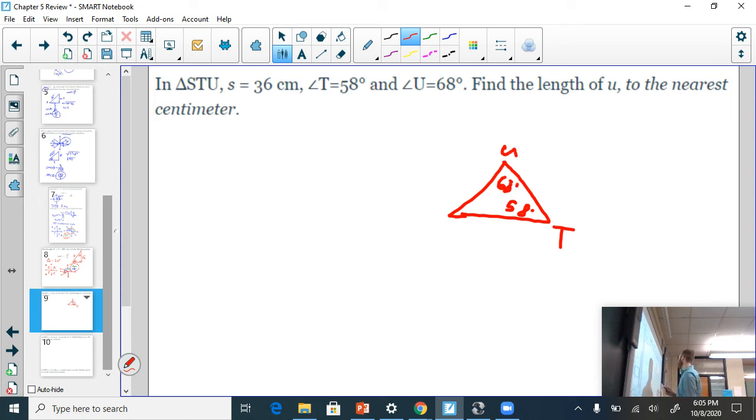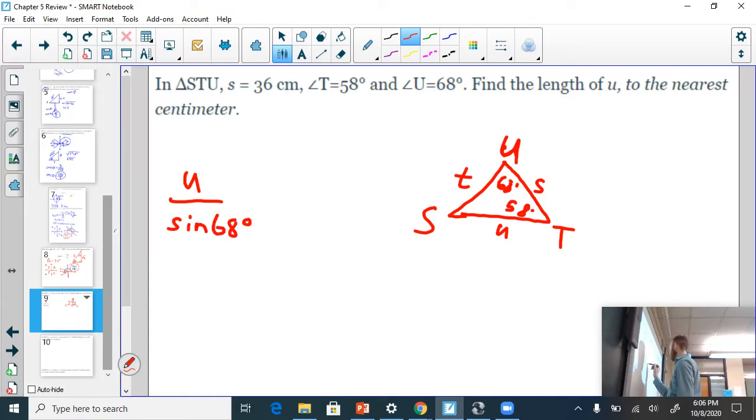So U, and little u will be across, little t will be across. I should make this u bigger. And S was our other one, so S and S. And we're going to find the length of u. So we're looking for u. This is law of sines, right? So u over the sine of 68 degrees equals, and then just pick another side I know. It gives me that S is 36.